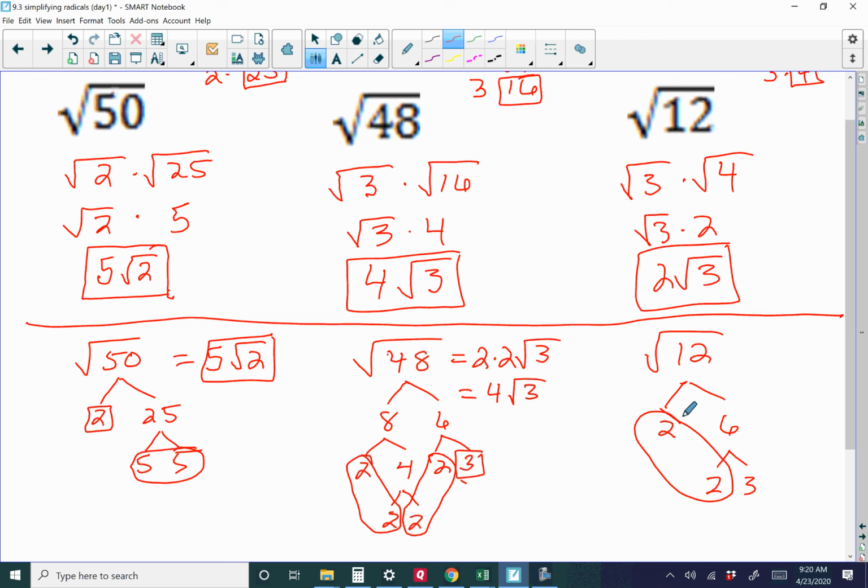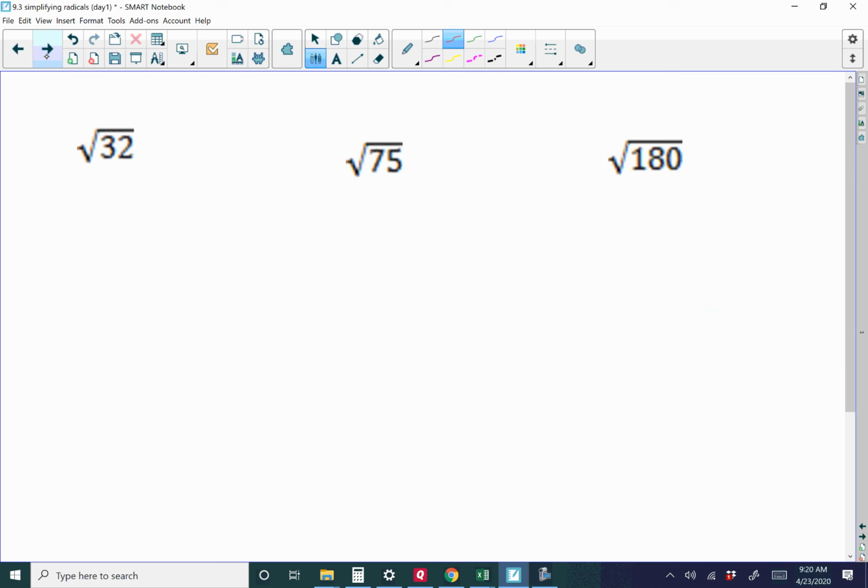There's a pair of 2's there, so I can write that without a radical, without the square root symbol. And then there's a 3 by itself. Put a box around that. Anything in a box goes back under a square root. 2 square root of 3 is the answer, just like up here. Okay? So you can do these either way.